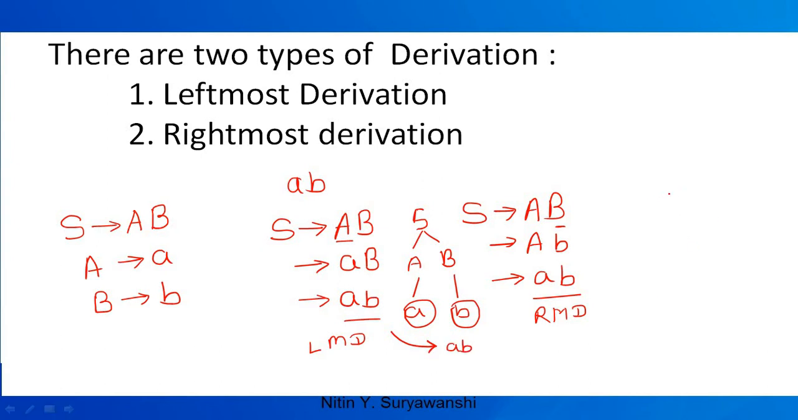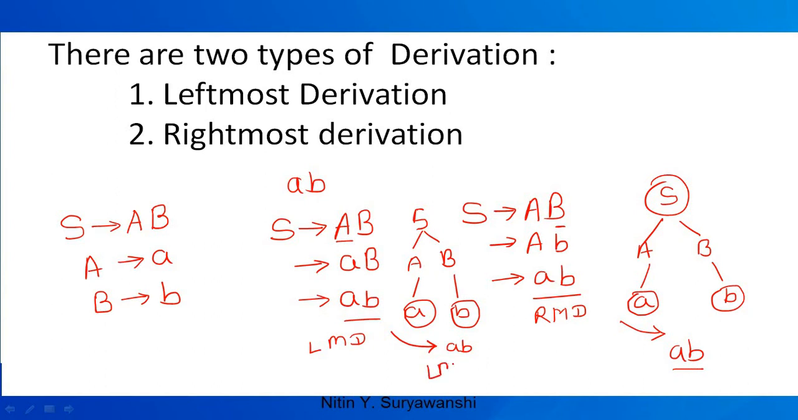Similarly, for the rightmost derivation, we can draw this tree: S gives AB, then B is replaced with small b, then A is replaced with small a, then I get the leaf nodes as a product. Then when I read from left to right, I get ab as a string. So this one is a leftmost derivation tree, and this one is a rightmost derivation tree. So this is about leftmost derivation and rightmost derivation.